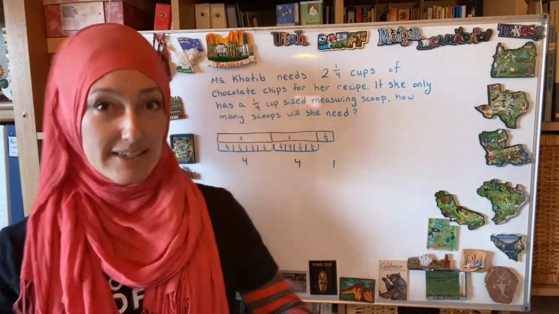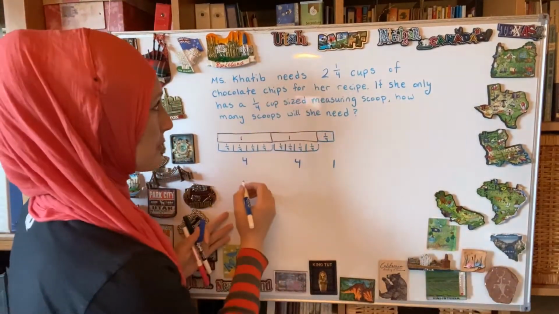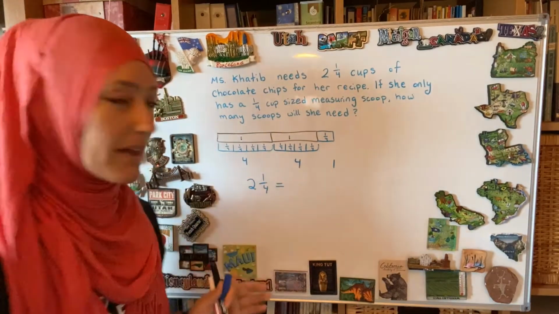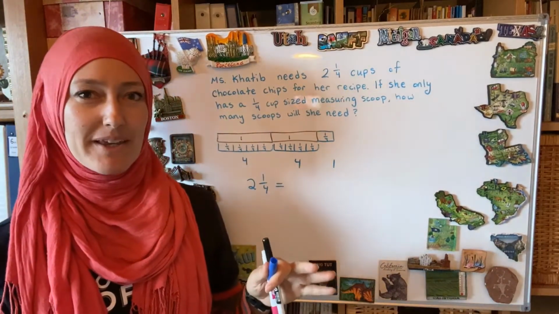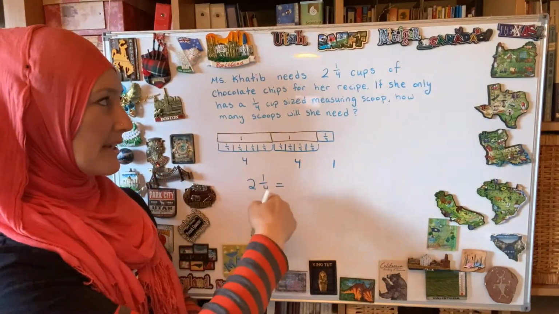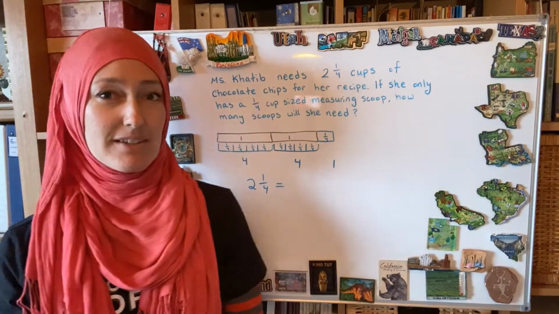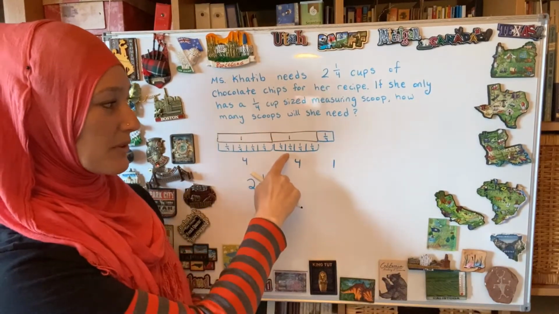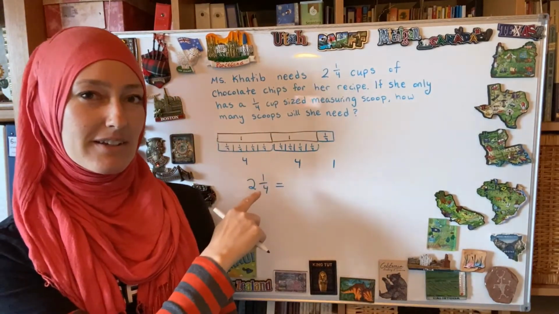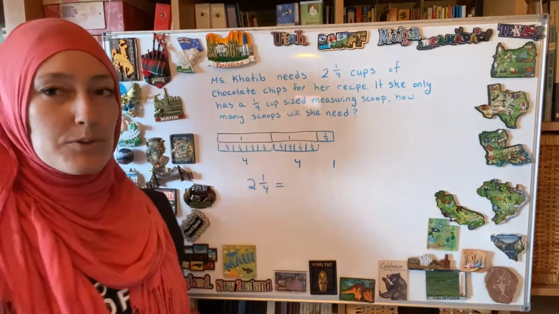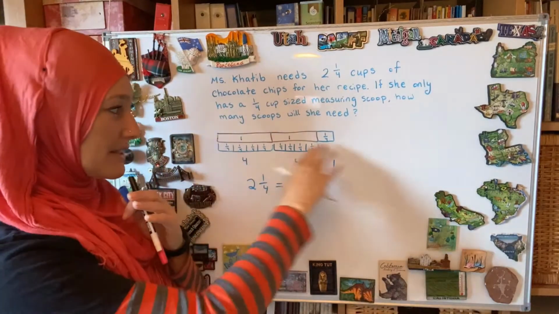So what that's saying is, if I were to rename 2 1/4, and I only want to name it by its fraction. So we're renaming mixed numbers as fractions. And so I'm converting these whole numbers into the equivalent fraction. So this will be 4, 8, 9. This will be 9 pieces.